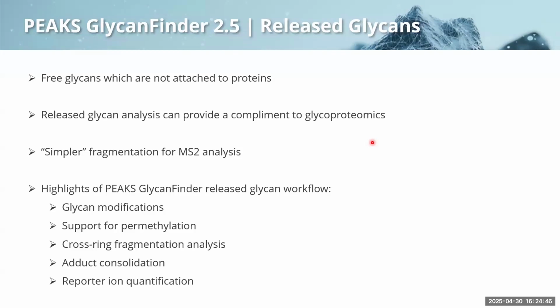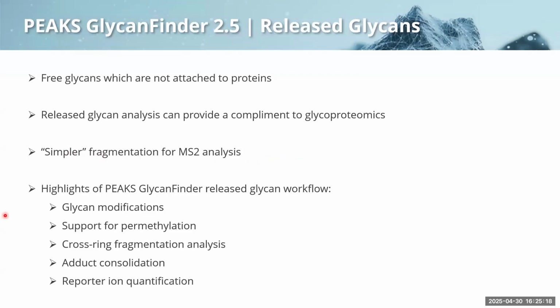Typically in a glycoproteomics experiment, they may have been initially attached to a protein, but they may have been removed during the experimental setup. This kind of analysis can provide a nice complement to glycoproteomics because even though you are losing that protein information, that site-specific information, you're able to almost get a deeper look into the glycan structure itself, mainly because it's a simpler fragmentation for MS2 analysis. You only have to worry about that glycan structure.